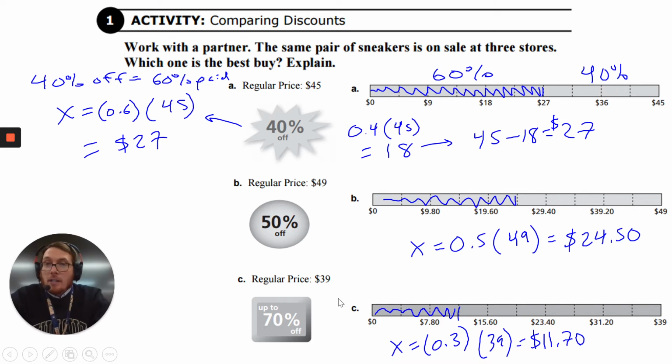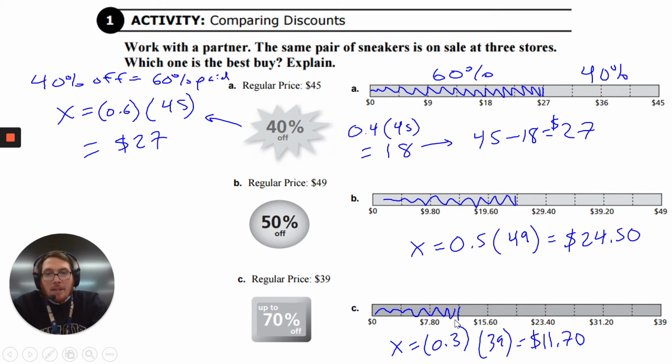Then you get to letter C, which is typically what happens in retail. The regular price is $39 and it says up to 70% off. So if it was 70% off, I'm going to pay 30%. So you notice I did 30% times 39, and it's $11.70.